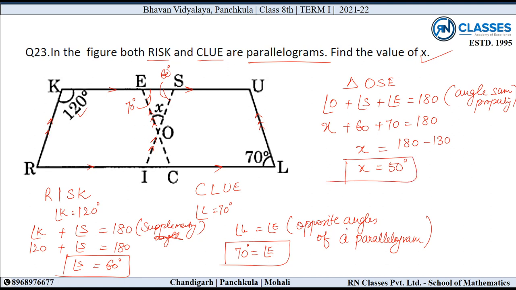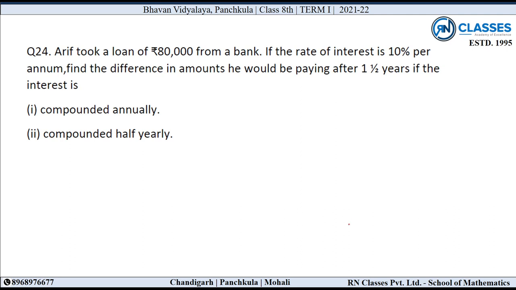Full 4 marks. गुड. क्वेश्चन नंबर 24 पे चलते हैं. राइट, क्वेश्चन नंबर 24. आरिफ टुक अ लोन ऑफ 80,000 फ्रॉम अ बैंक. इफ द रेट ऑफ इंटरेस्ट इज 10% पर एनम, फाइंड द डिफरेंस इन अमाउंट्स ही वुड बी पेइंग आफ्टर 1.5 इयर्स इफ द इंटरेस्ट इज कंपाउंडेड एनुअली, एंड कंपाउंडेड हाफ ईयरली.